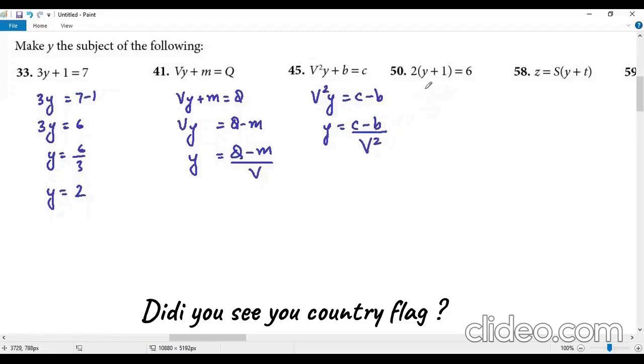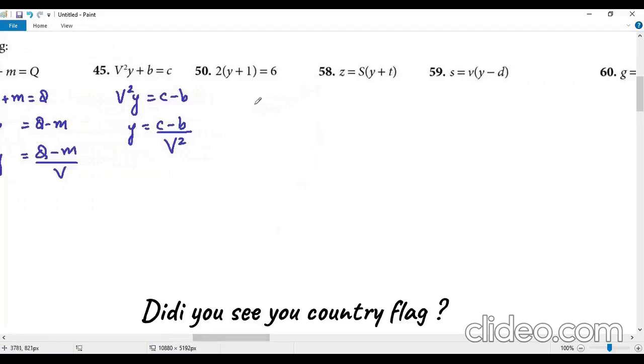Now question number 50 is 2 bracket y plus 1 equals 2. First thing is to solve the bracket, but I'm not doing that to make things simple. 2 is multiplying with this bracket, so on the other side it will go and divide. Ultimately you will get the same answer. y plus 1 equals 3. That means y equals 3 minus 1, which is going to give you 2.